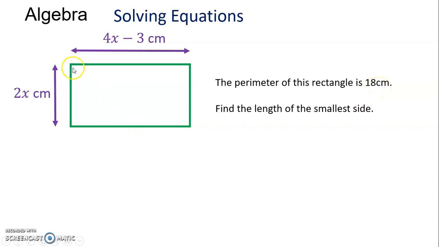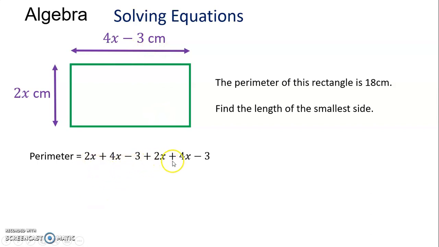So to find the perimeter of this rectangle, we're going to add up the lengths of all four sides. And so that will look like 2x add 4x minus 3 add 2x add 4x minus 3. Now there is a bit more of an efficient way you can do that by saying, well, it's going to be 2 lots of 2x and then 2 lots of 4x subtract 3. So you could also do it that way.